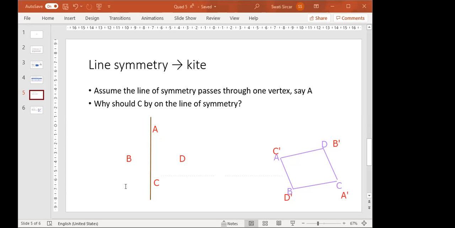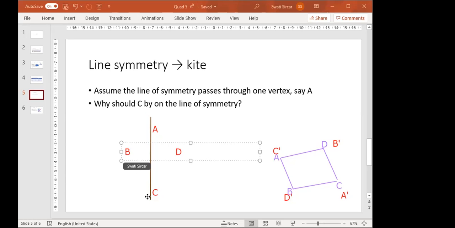And the rest of the thing, once you have placed this, is pretty straightforward, which you have also done. You know that B and D are mirror reflections of each other. So therefore AB equals AD and BC equals CD, and that's by definition a kite.